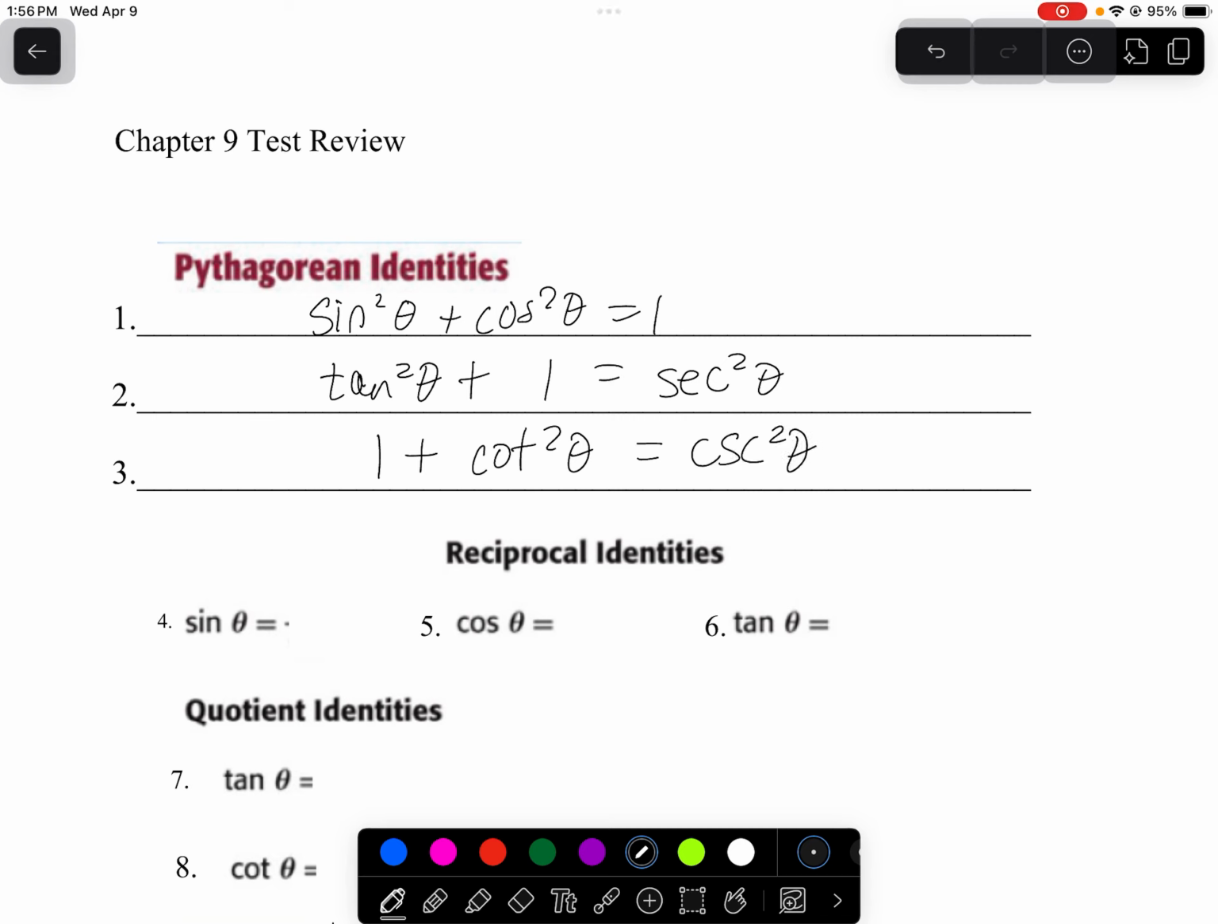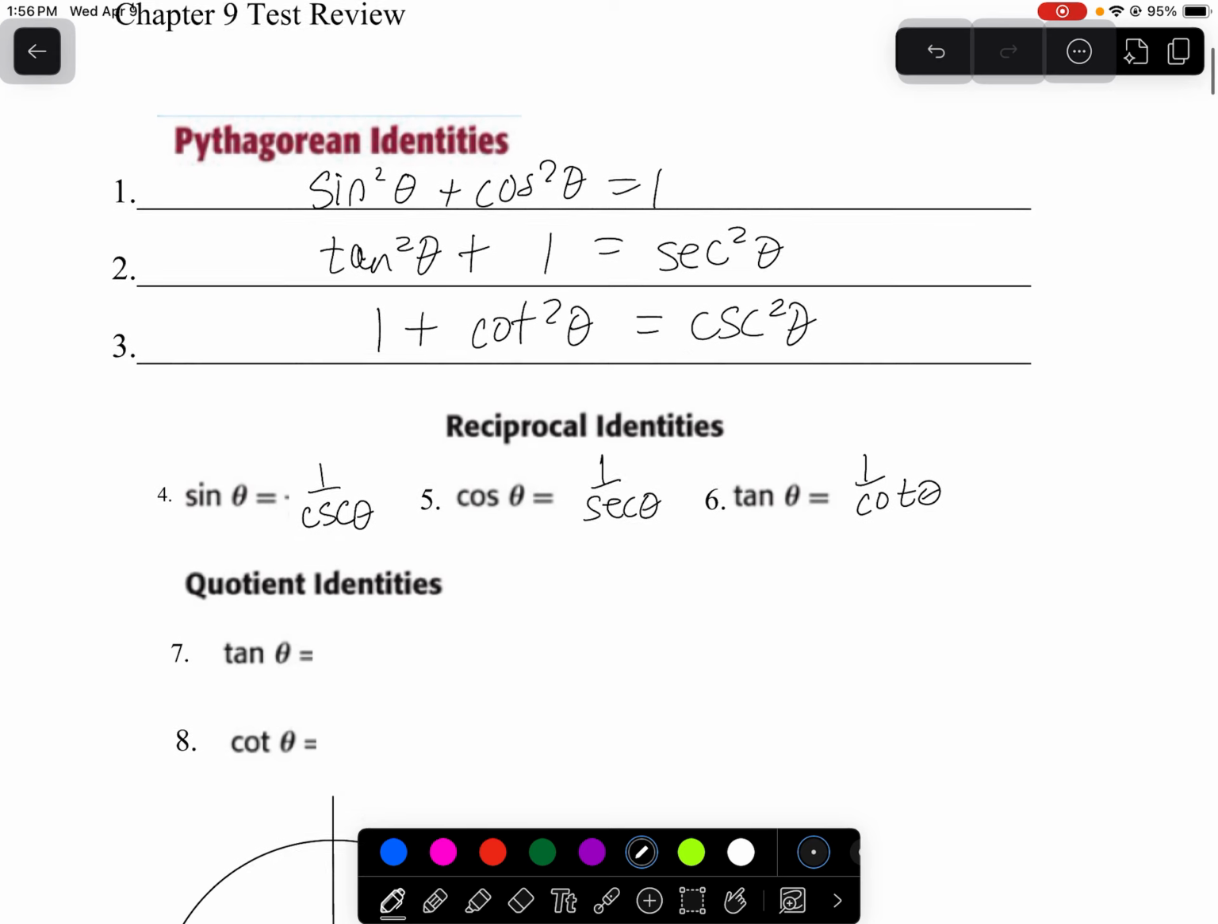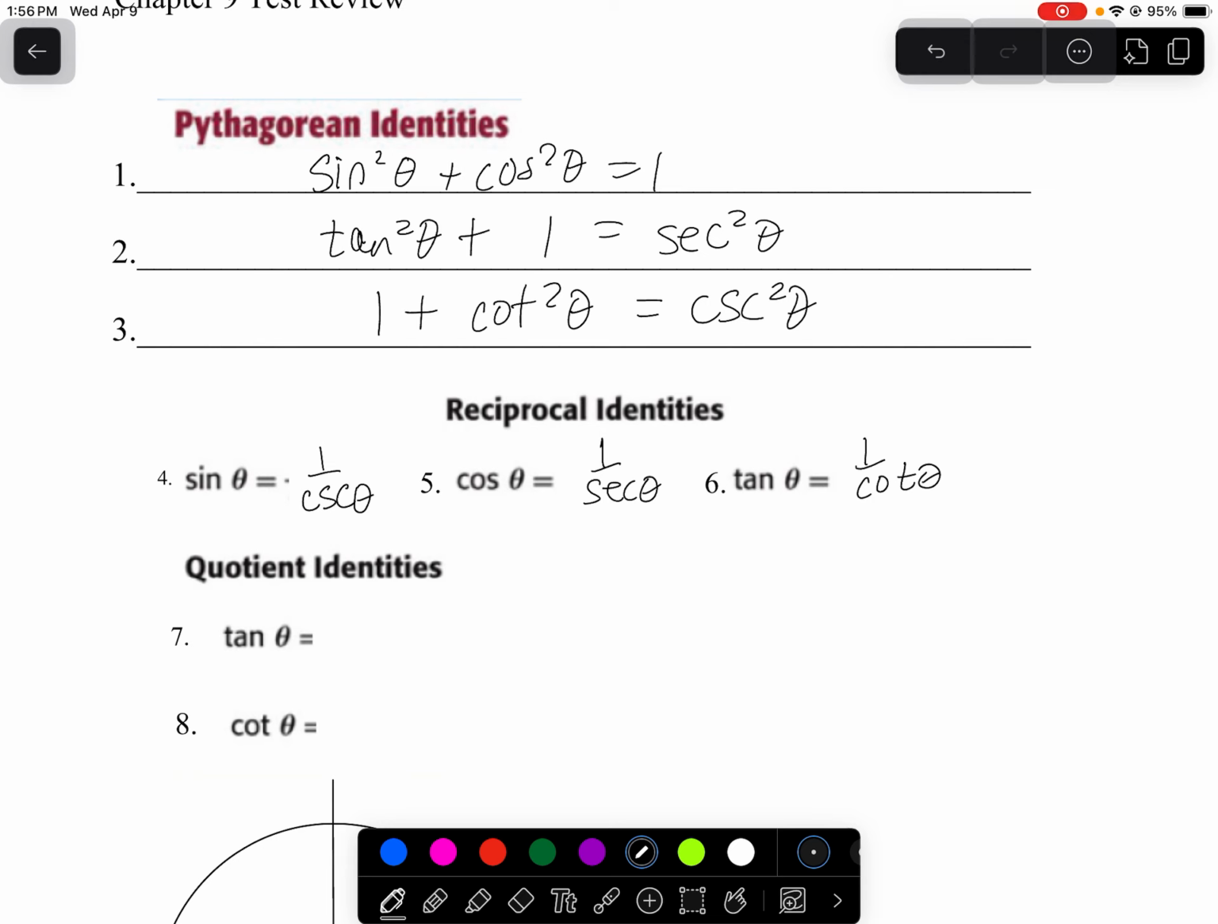Remember, the reciprocal of sine is cosecant, cosine is secant, tangent is cotangent. So you just have to put that one over, and then you got it. And then your quotient identities: sine over cosine is tangent, and cosine over sine is cotangent. So those are just facts you need to know, just a little reminder for you. Make sure that you have all those facts in your brain. You're going to need them as you go through the process.